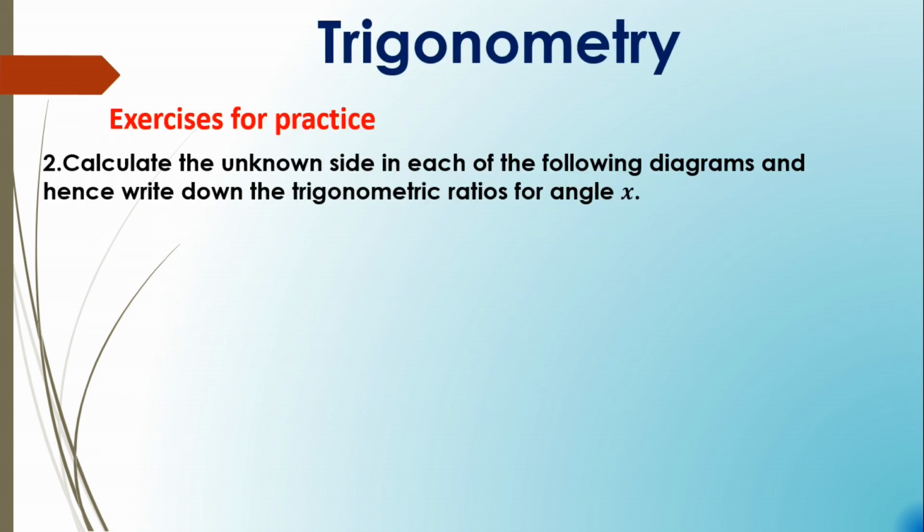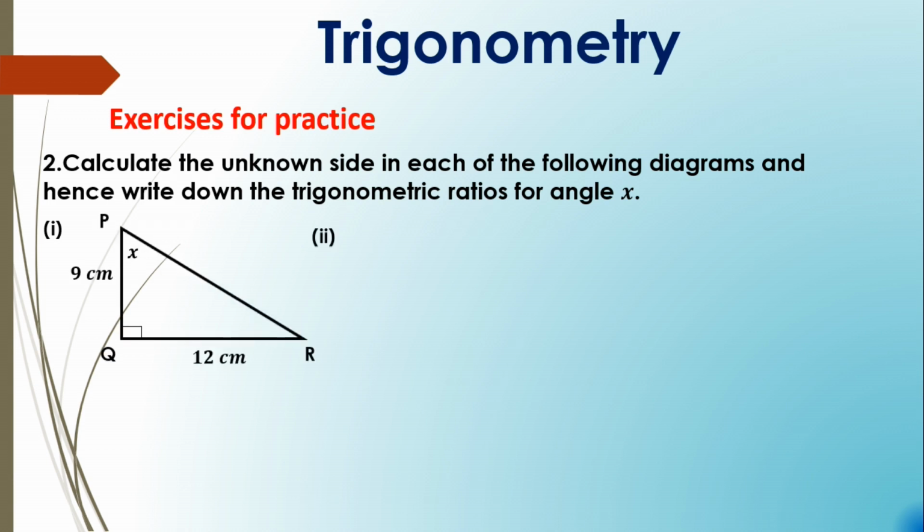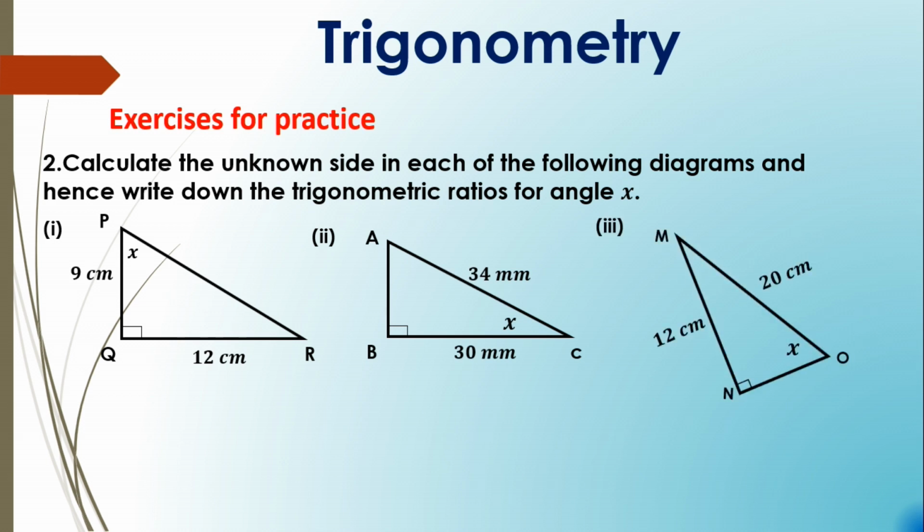Second exercise, again, you're going to calculate the unknown sides. Then you're going to write the trigonometric ratios for angle X. That is, you're going to write down the values of cos of angle X, sine of angle X, and tan of angle X.